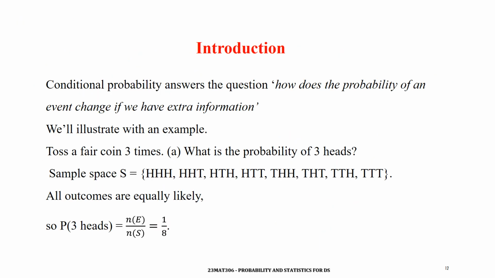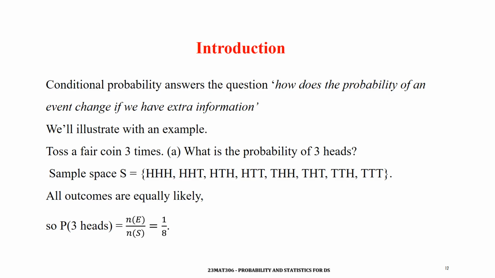So now let us introduce conditional probability. Conditional probability answers the question, how does the probability of an event change when we have additional information? For example, if we toss a coin 3 times, the probability of getting 3 heads is calculated from the full sample space. But if we are told that the first toss is already heads, then the sample space reduces and the probability changes. So, this concept is called conditional probability.